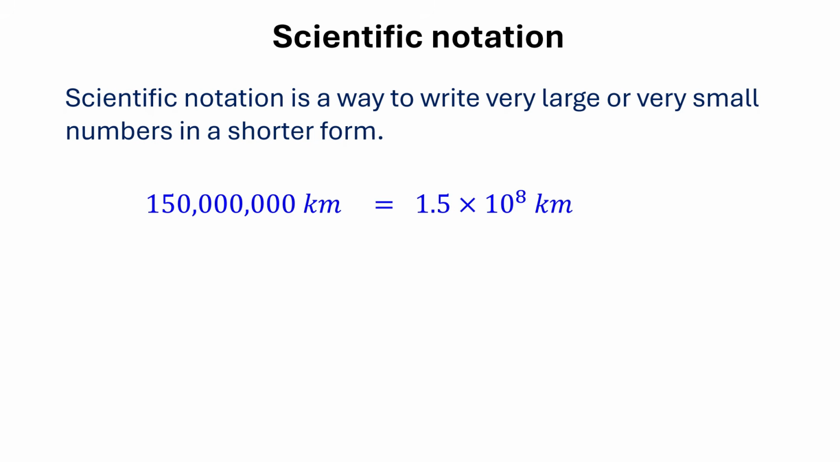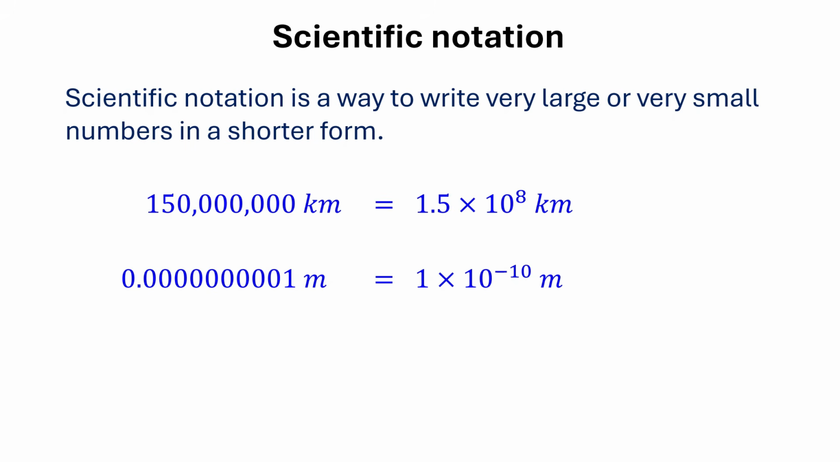Let's also look at something extremely small, the diameter of a hydrogen atom in meters. Look at all those zeros. It takes a long time to say and a lot of space to write. But in scientific notation, we can write it as 1 times 10 to the negative 10th power. So instead of writing long numbers full of zeros, we can use scientific notation to write them in a shorter, cleaner, and more organized way.